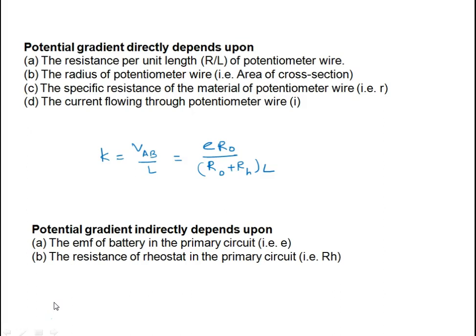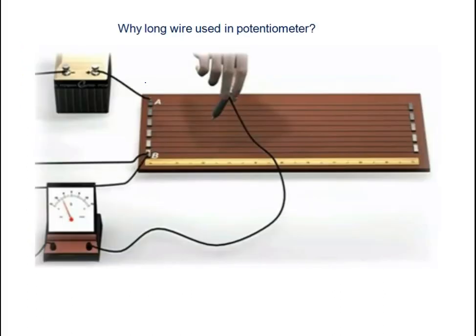Now, factors on which the potential gradient depends. We have derived this relation in the last slide, so you can easily get these points which I have written here. Let us just read these points. Now the question is, why do we require the long wire in the potentiometer setup? This is the lab practical setup in which we have a potentiometer of approximately 10 meter length. But why do we require such a large length?